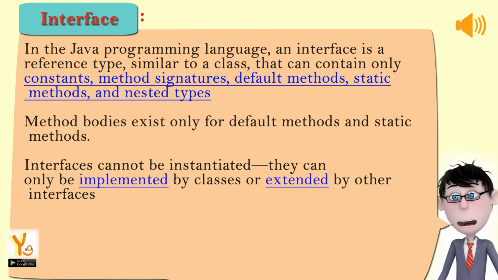In the Java programming language, an interface is a reference type, similar to a class, that can contain only constants, method signatures, default methods, static methods, and nested types. Method bodies exist only for default methods and static methods. Interfaces cannot be instantiated, they can only be implemented by classes, or extended by other interfaces.